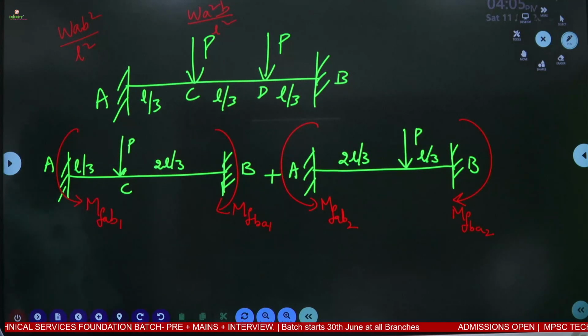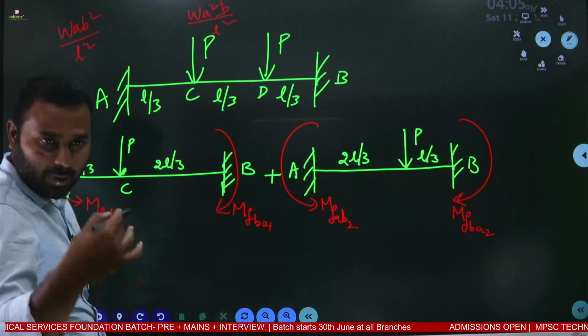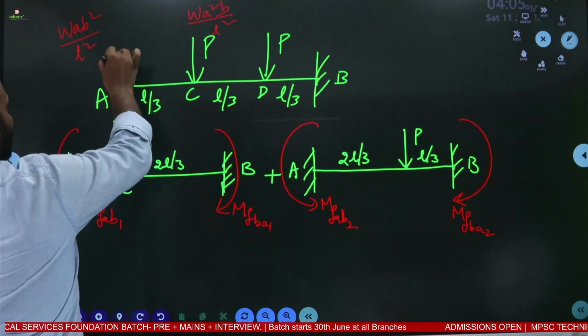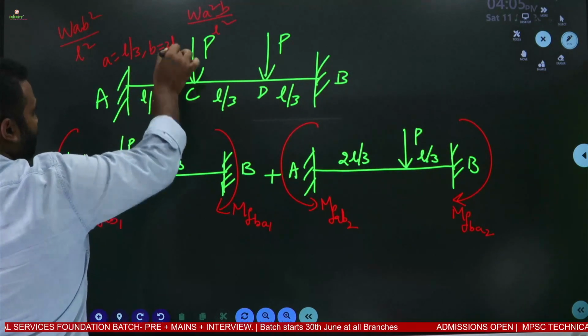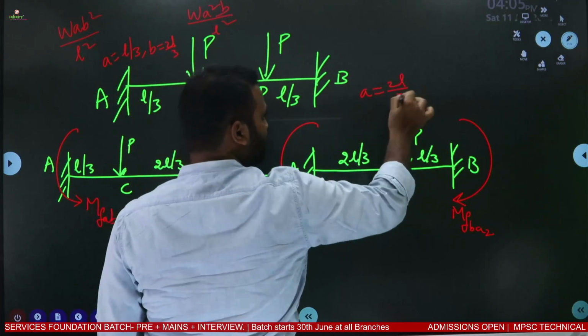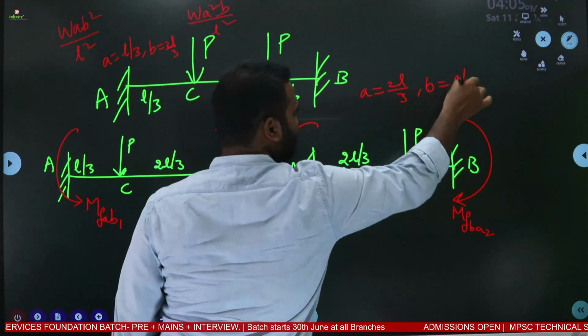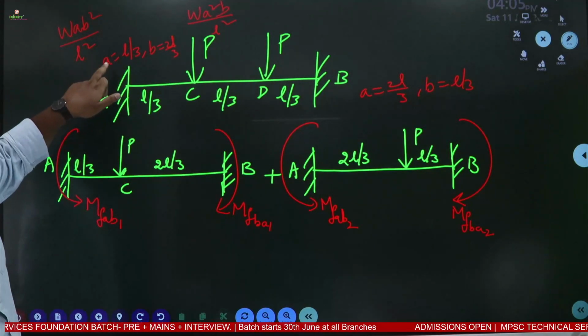Now in the given question, W is the P, and A is equal to L by 3, and B is equal to 2L by 3. Okay, for this case. And for the other case, A is equal to 2L by 3 and B is equal to L by 3. Okay, clear? And W means it is a P here.